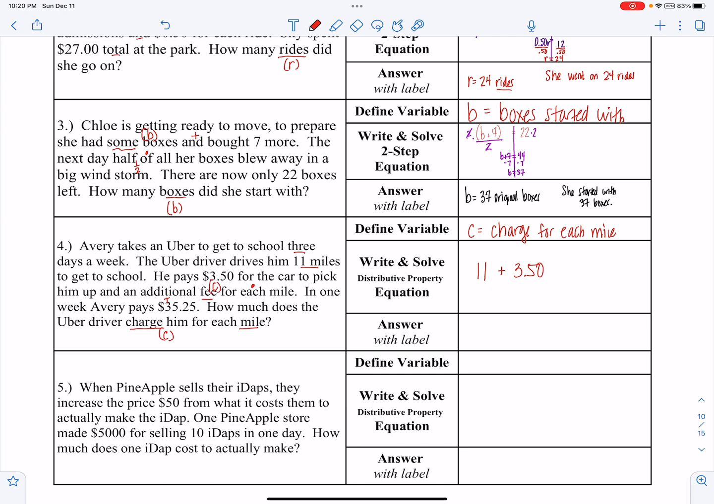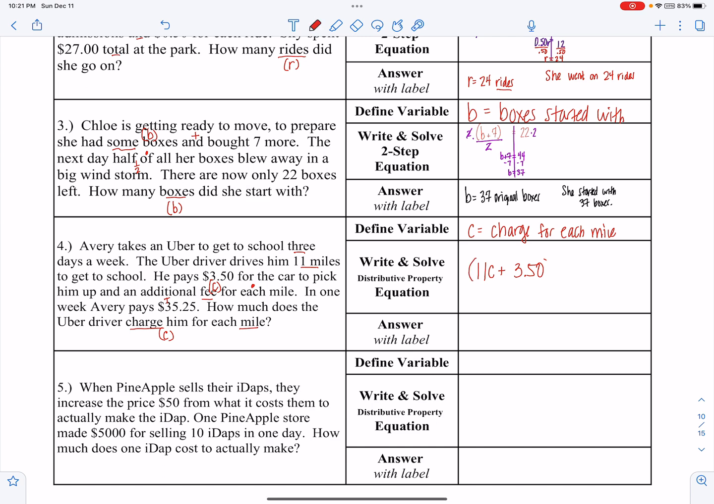So this is my C here, okay? So there's an additional fee for each mile. He drives them 11 miles. And so next to my 11 is my additional fee. So it's really 11 times that additional fee or charge. So we have 11C plus 3.50. So let's sort of just slow down and think about this. Is this the thing that happens every day? He drives 11 miles and has a charge for each mile and pays a $3.50 charge. So this is 1 day.